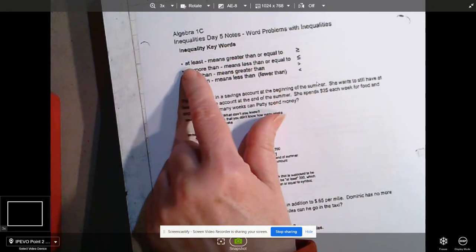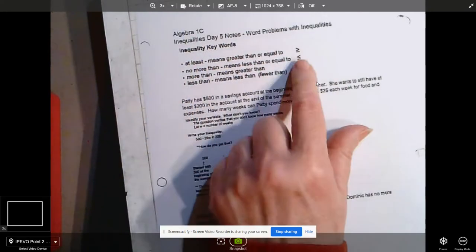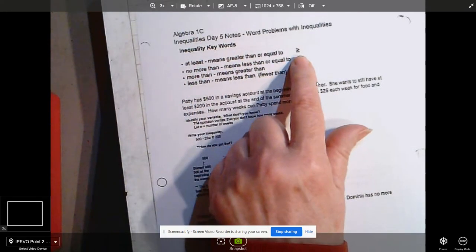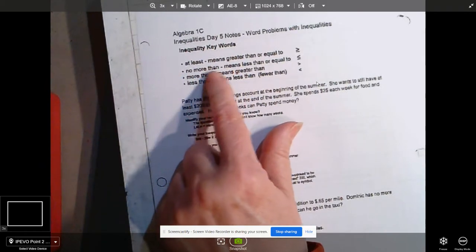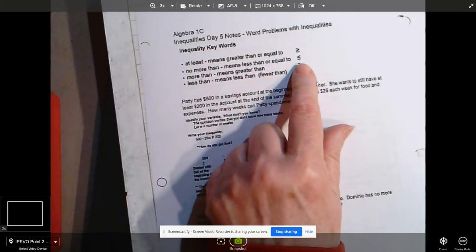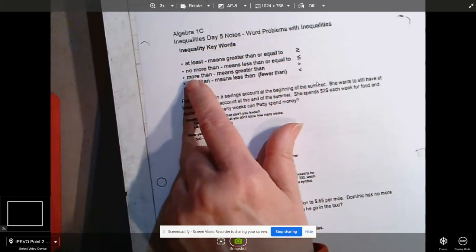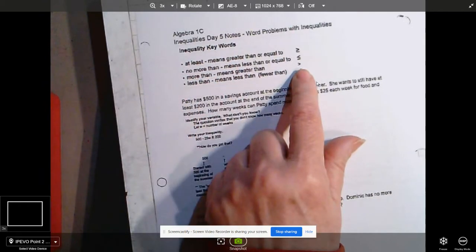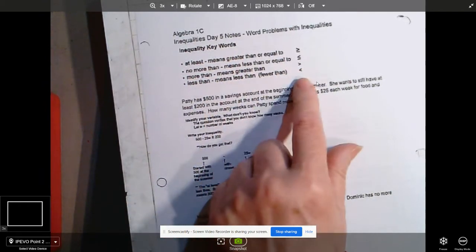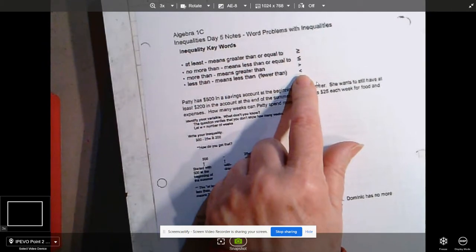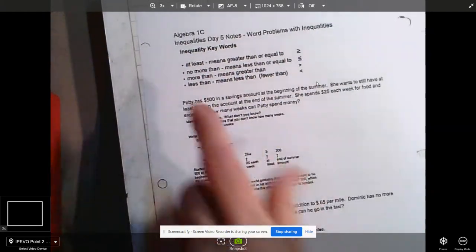So if the word problem says at least, then you're going to use greater than or equal to. If it says no more than, you're going to use less than or equal to. If it says more than, you're going to use greater than, or if it says less than, you're going to use the less than symbol. So let's take a look at a word problem.